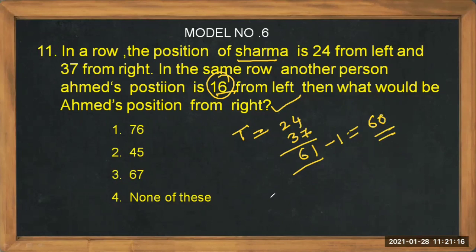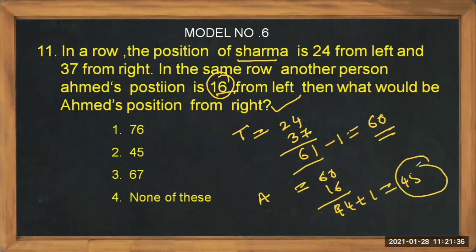From the total, to get the rank from the right, we subtract 16 from 60. What do you get, my dear friends? From 60, subtracting 16, we get 44. Then plus 1 is equal to 45. So 45 is the rank from the right. Very simple answer. Okay, so let's go to the next problem.